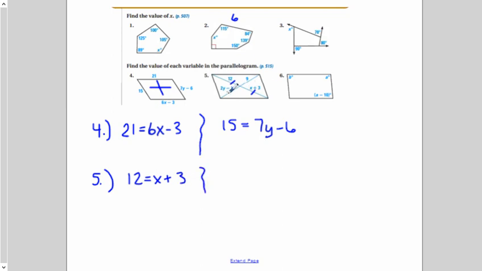And then the other pair, those are equal to each other as well because the diagonals bisect each other. So 2y minus 1 is going to be equal to 9, and you solve that.